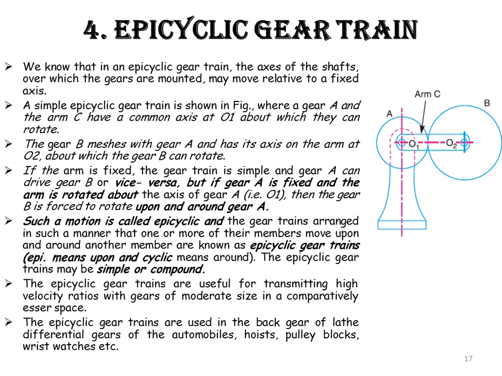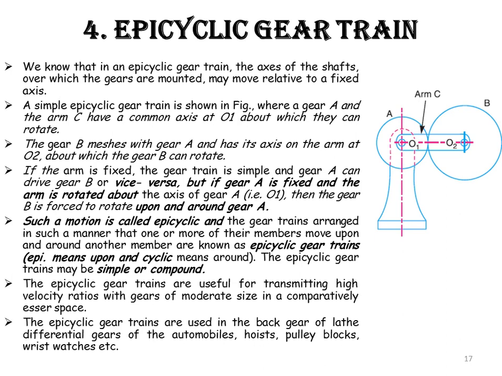If the arm is fixed, the gear train is simple, and gear A can drive gear B or vice versa. But if gear A is fixed and the arm is rotated about the axis of gear A, then gear B is forced to rotate upon and around gear A. Such a motion is called epicyclic. Epi means upon and cyclic means around, so gear trains with members moving around other members are known as epicyclic gear trains. They may be simple, compound, or a combination of many things.